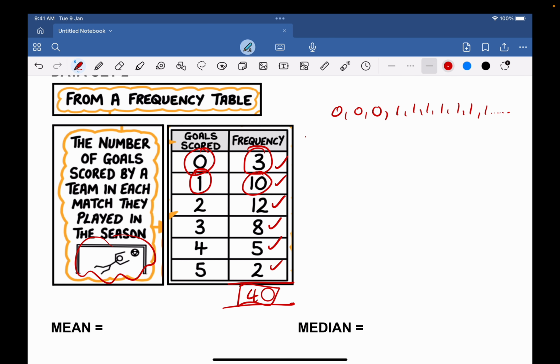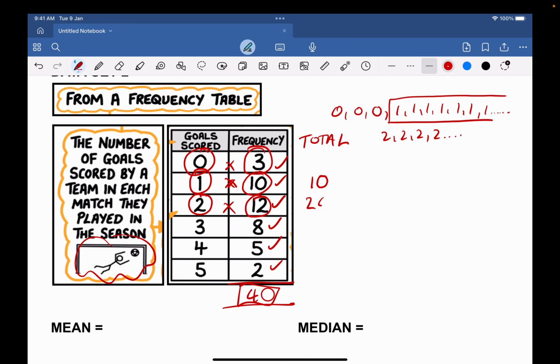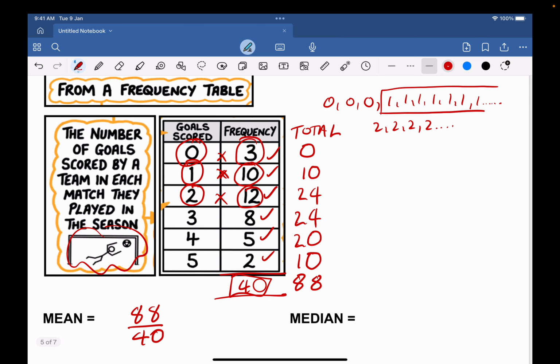But actually, we can add an extra column here, and then just say, can you see that all of these ones added together would give us 10, because 10 times 1 is 10. And then we'd write down 2 goals 12 times. So can you see we don't need to write them down, because we know it'd be 2 times 12. Up here 0 times 3, 3 times 8, 4 times 5, and 5 times 2. When we add this together, this would be 8, 2, 4, 6, 7, 8. So the mean would be 88 divided by 40. Okay. The median would be the score in the middle.